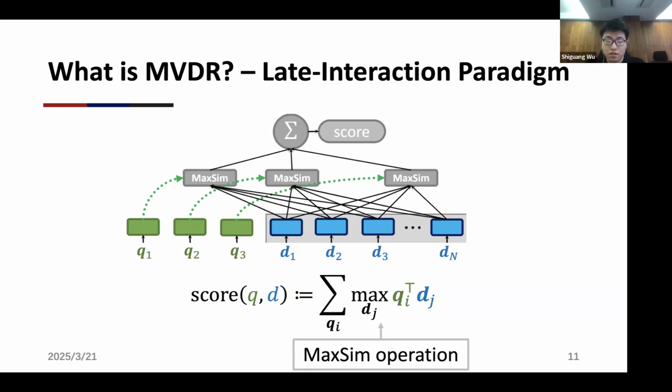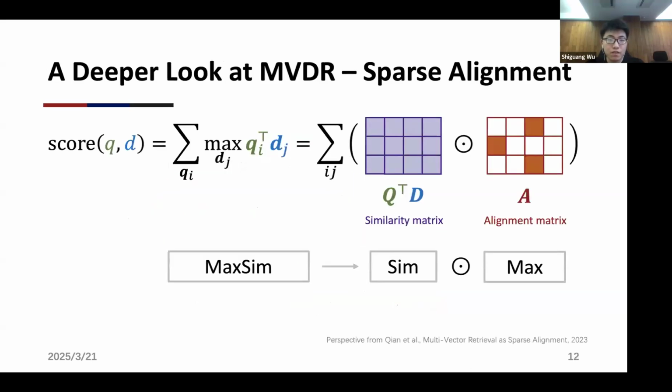A model. So there are a bunch of works on variants of multi-vector dense retrieval, and this has very strong performance on the benchmark. Our paper is also inspired by another paper from Google called multi-vector retrieval as sparse alignment. They propose a very general framework that includes every multi-vector dense retrieval model, and also the single vector model.